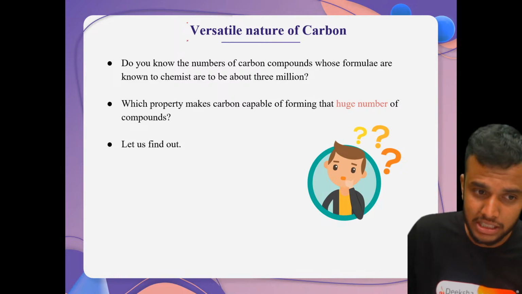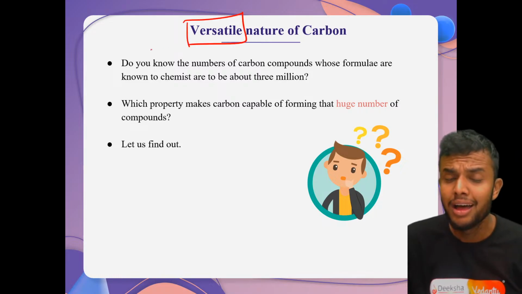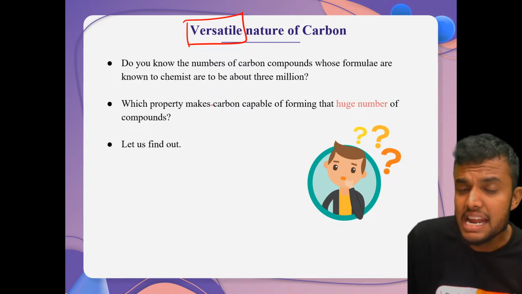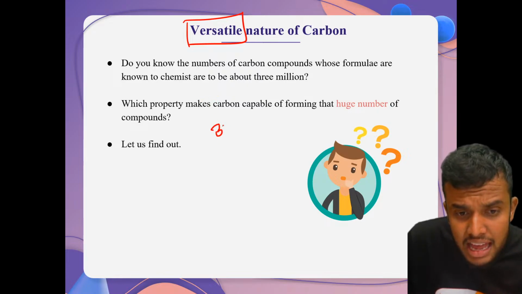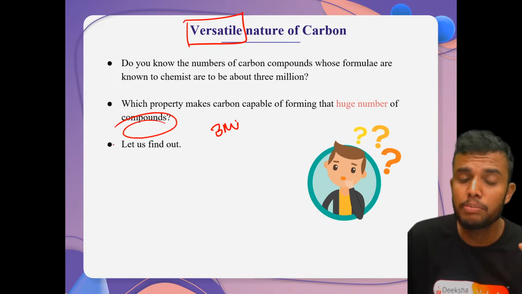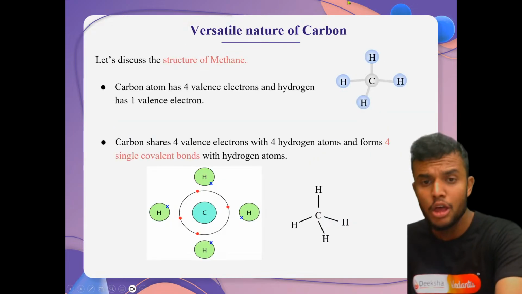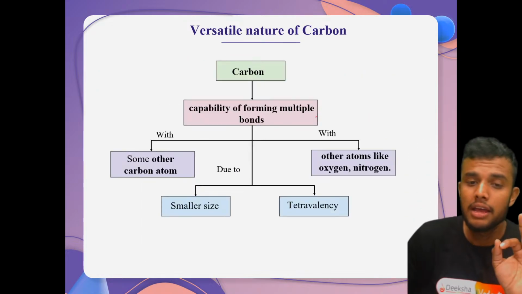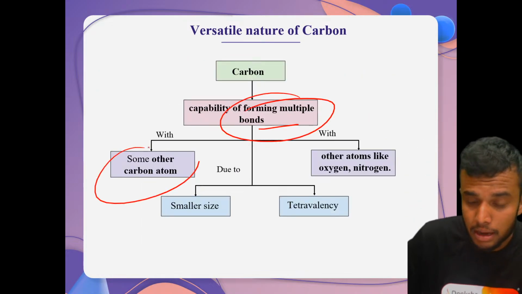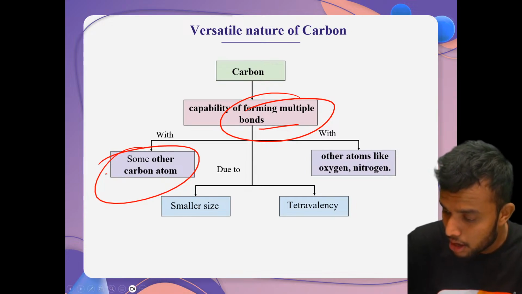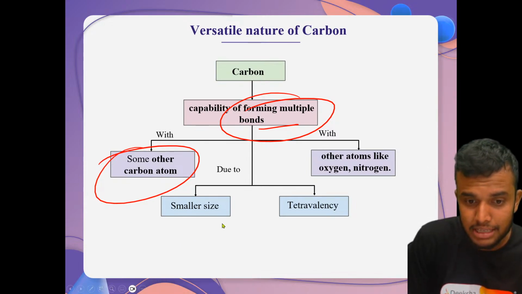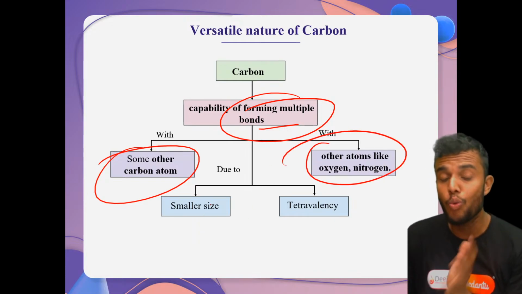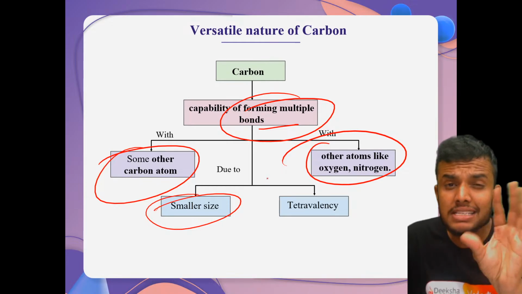Next, the versatile nature. Students, scientists have identified more than 3 million carbon compounds. How is this obtained? Let's find out. It is due to the structure. First, the capability of forming multiple bonds with other atoms, such as oxygen and nitrogen. Why? Because it has a smaller size.